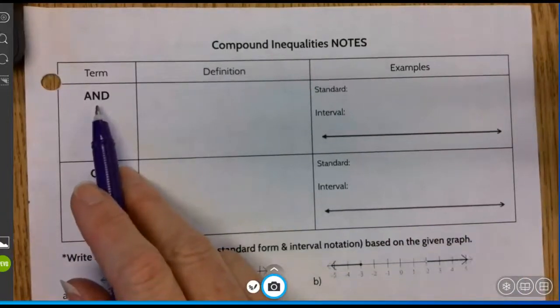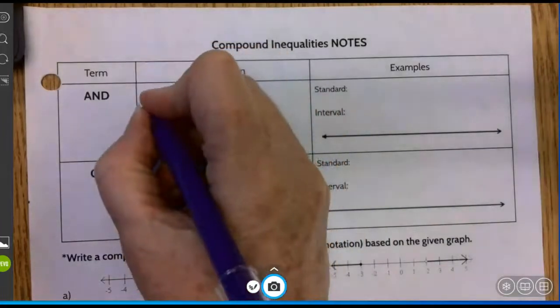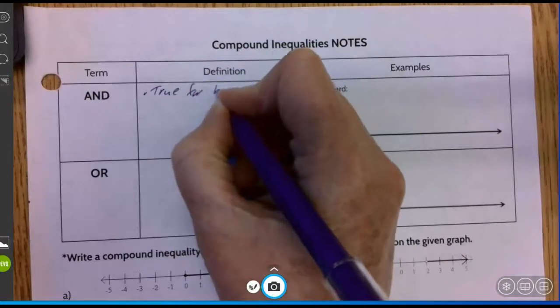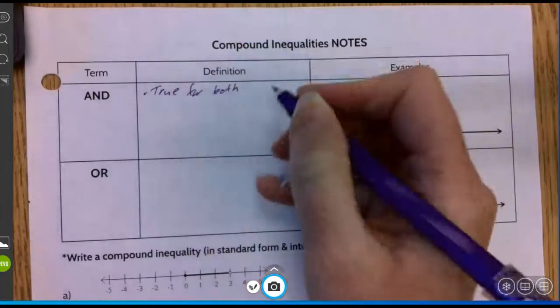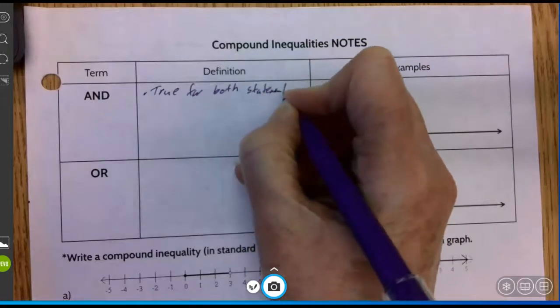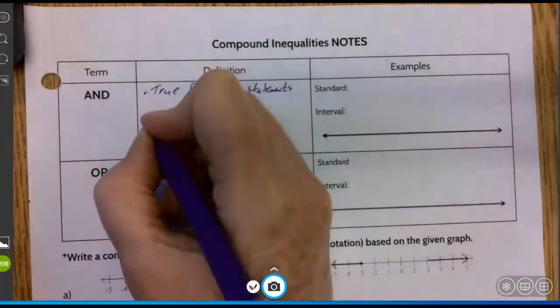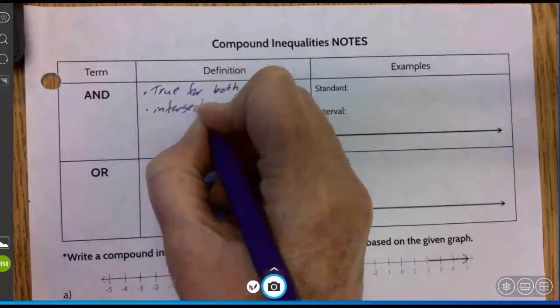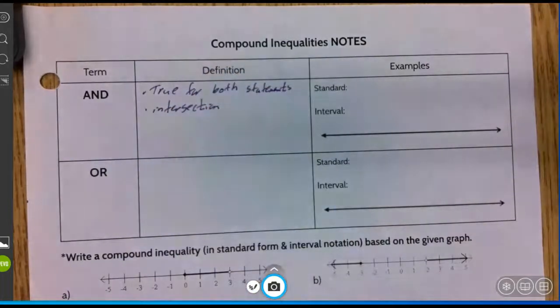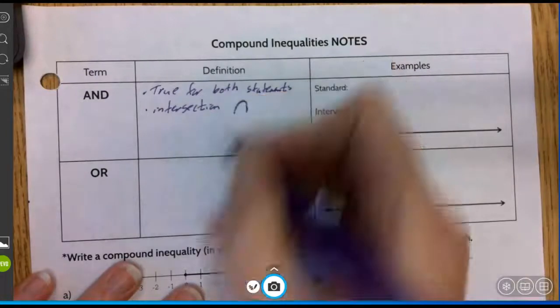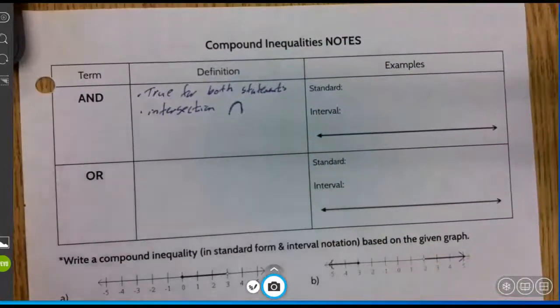So if we have the word and, that means that it has to be true for both statements, both inequalities. And it also means intersection. So where do they intersect? They have to have the same numbers in order for it to work. And the symbol that we use for that is an upside down U. So let me tell you a couple things about that, and I'll come back to that U in just a second.